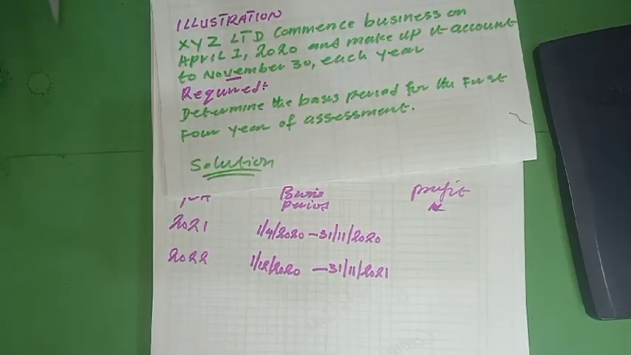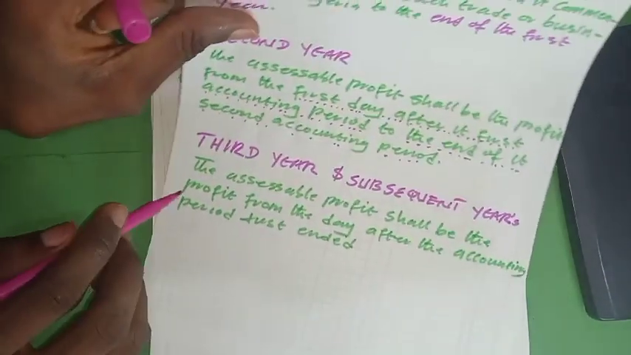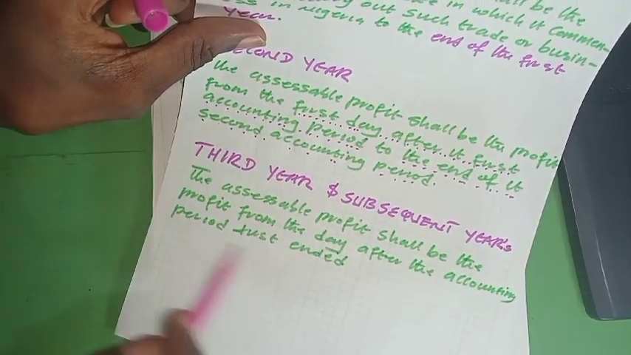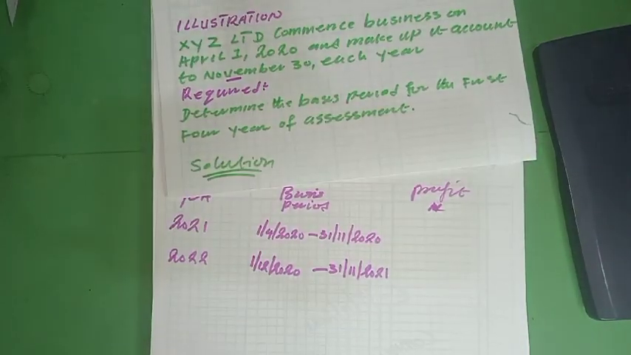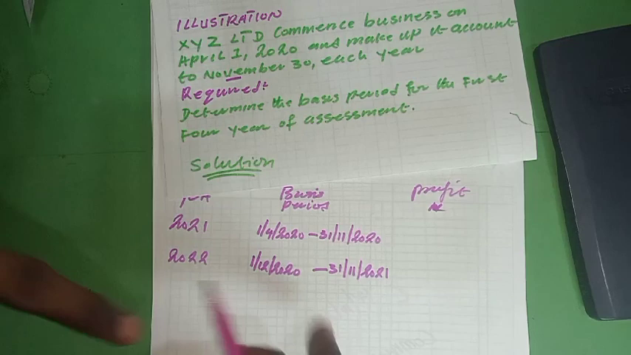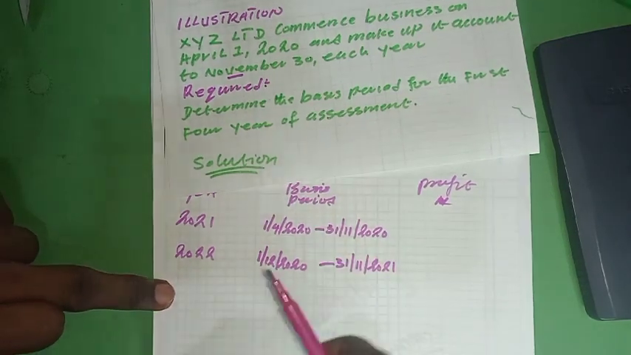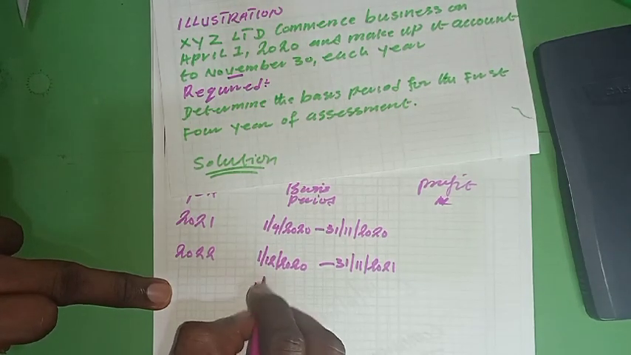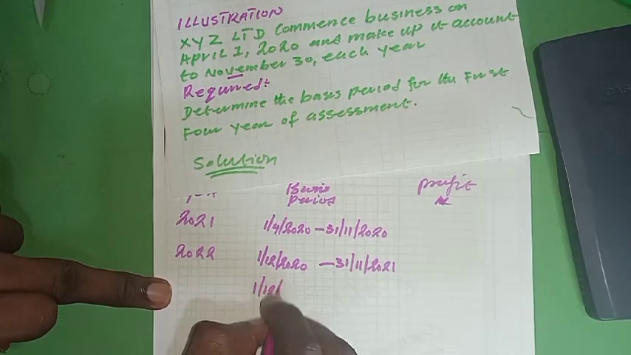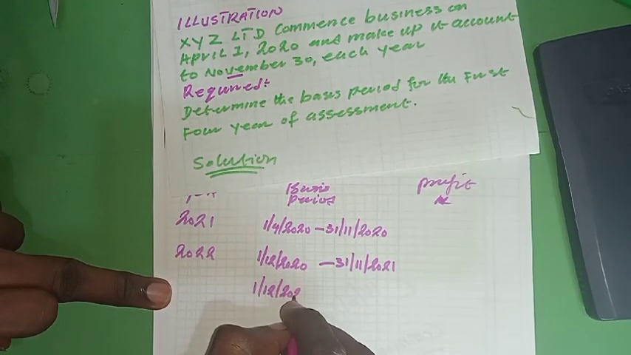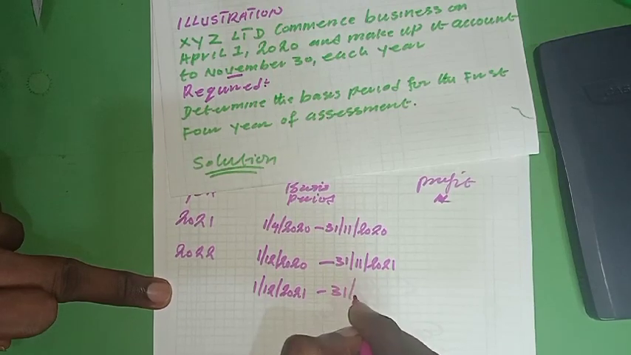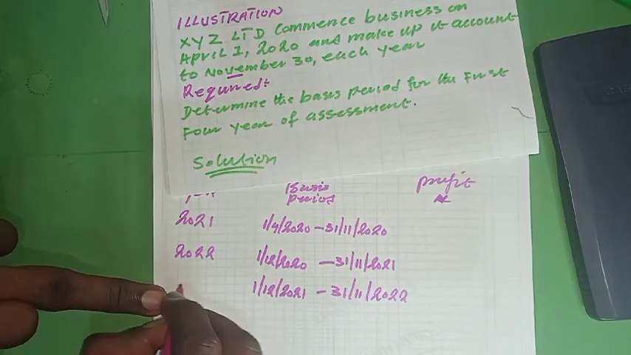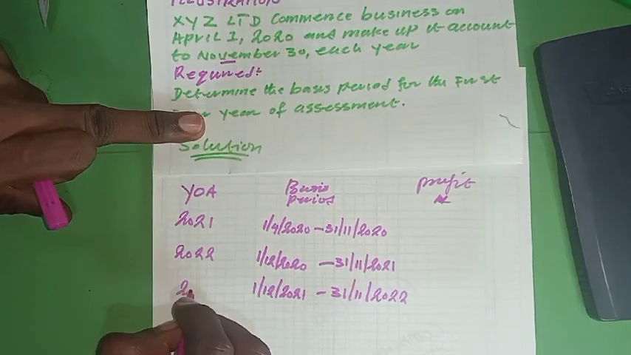And the third year says something again. The third year says the assessable profit shall be the profit from the day after the accounting period just ended. When did the accounting period just end? 31st November 2021. So the next first day after it is 1st December 2021 to 31st November 2022. Here the year of assessment will now be 2020.